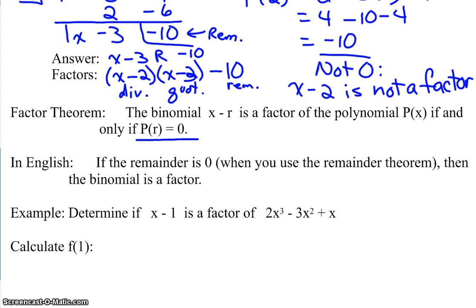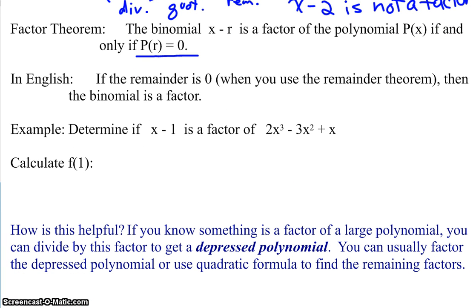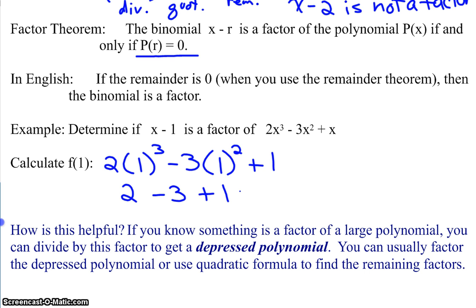So, what I'm going to try to do is actually solve this problem, 2x cubed minus 3x squared plus x. And the first thing I needed to know is, was x minus 1 a factor? Now, I could have just guessed that, but I'm going to actually figure it out. So the first thing I'm going to do is substitute 1 into the problem and see if I get 0. So 2 times 1 cubed minus 3 times 1 squared plus 1 gives me 2 minus 3 plus 1, which is 0. So I do know that x minus 1 is going to be a factor.